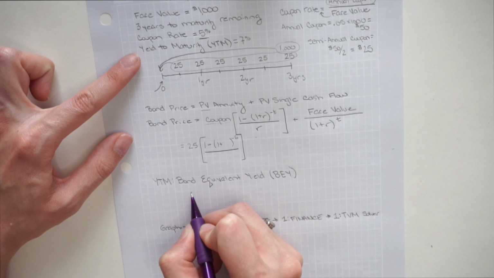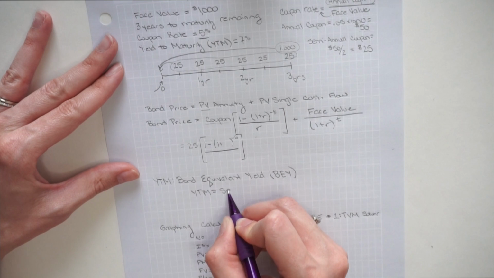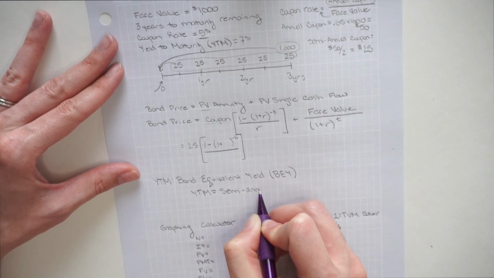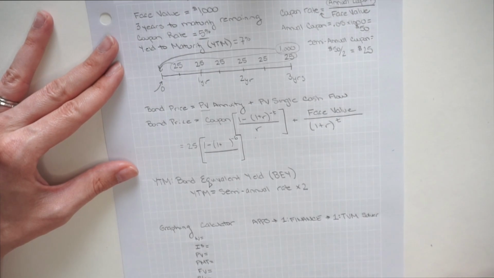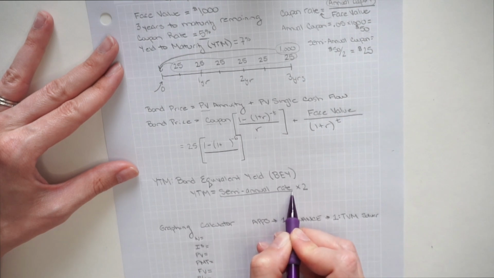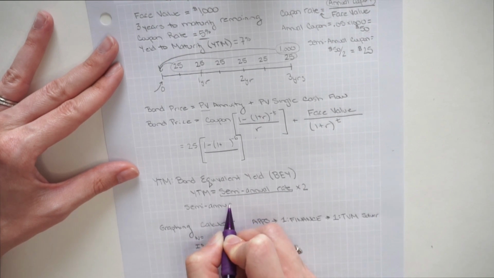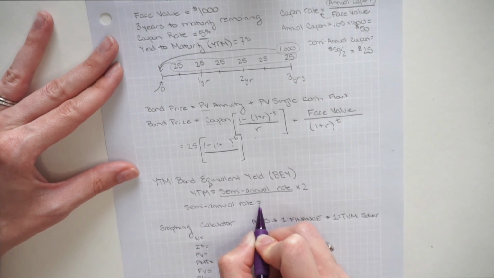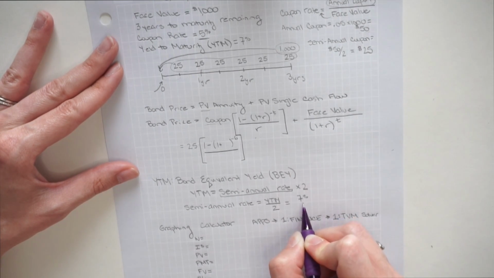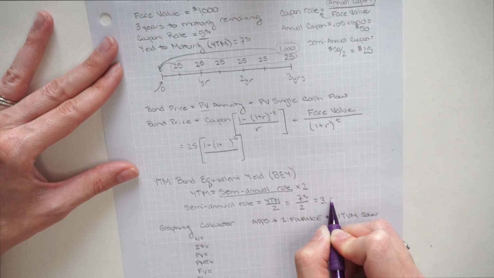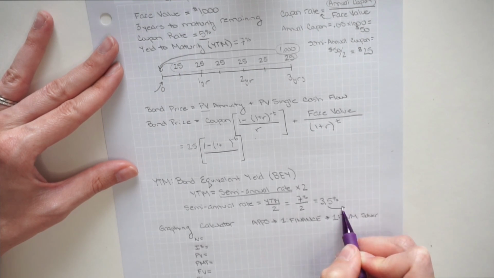And what that tells us is that the yield to maturity is equal to that periodic rate, or the semi-annual rate, times 2. So now all I want is that semi-annual rate. So I can say that the semi-annual rate is equal to the yield to maturity divided by 2, which would be 7% divided by 2, or 3.5%. Now that 3.5% is my R value.